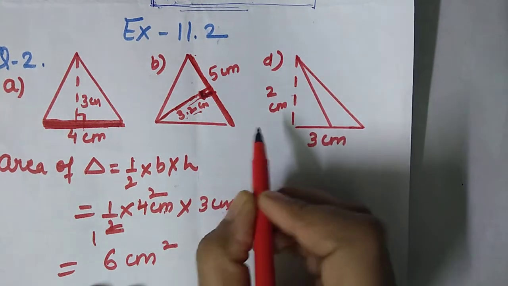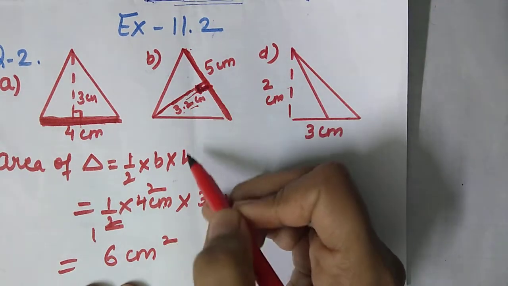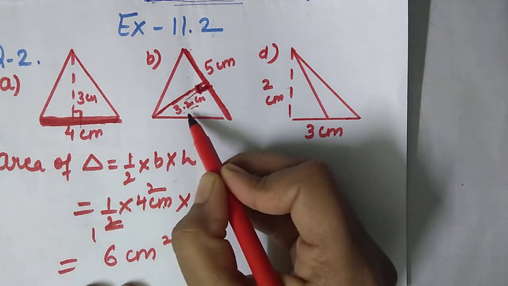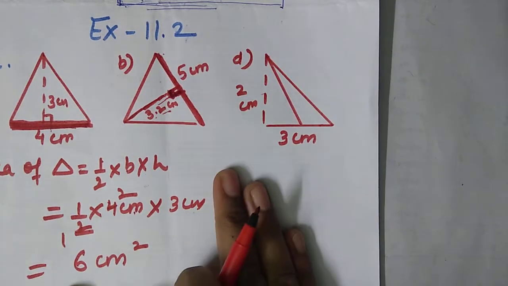Okay, so just apply the formula. Half, in place of base you have to take 5 and in place of height you have to take 3.2 centimeter. Okay, then you just have to solve. Now D part I am explaining.